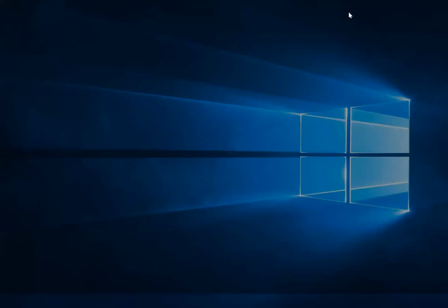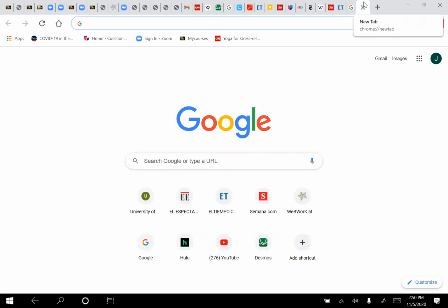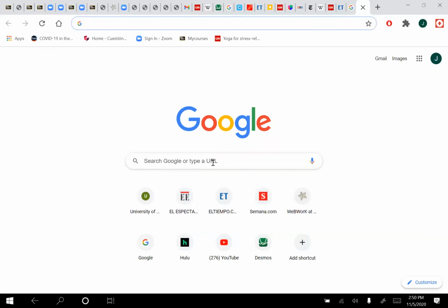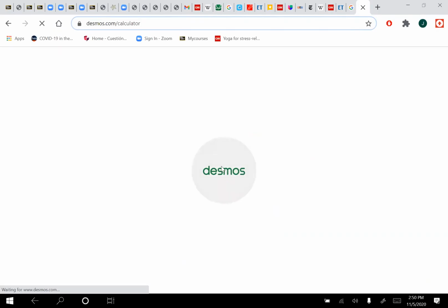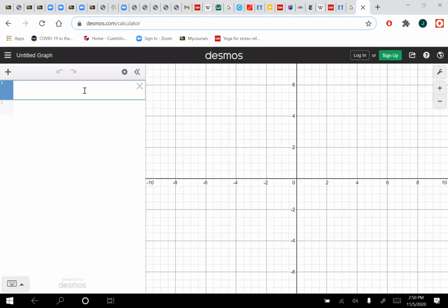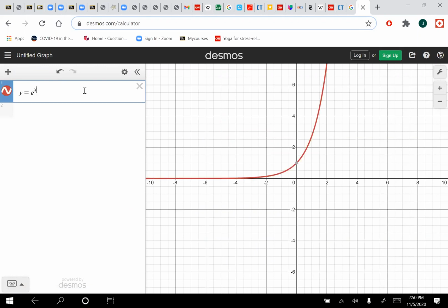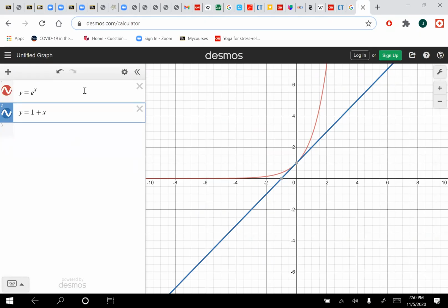Okay, let's see how it looks. Let me look at Desmos. Then we're gonna do y equals exponential. So that's exponential, right? So I'm gonna make my linear approximation. I think we said 1 plus x, right? It's 1 plus x, okay, linear.